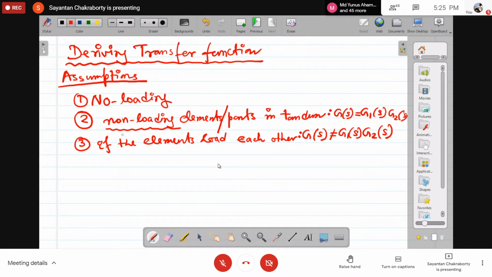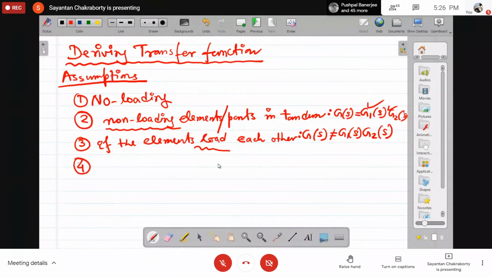So if you have this loading effect between the elements, then you have to consider the entire system as a composite system and obtain the corresponding transfer function as a single transfer function. But if they are non-loading, then you can find the transfer function of the individual elements G1, G2, and then multiply them since they are in tandem. This is a very important aspect of the transfer function. If you can find non-loading elements, then it is better to find the transfer function of the corresponding elements so that the computational burden is reduced.